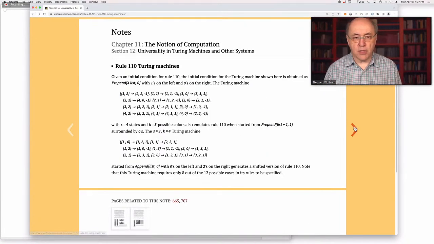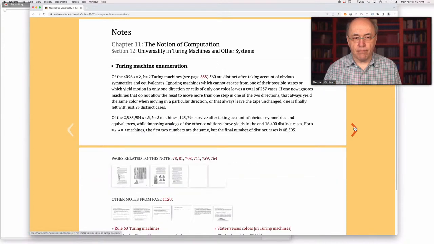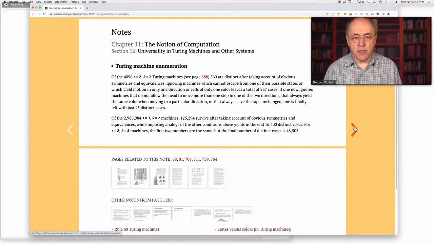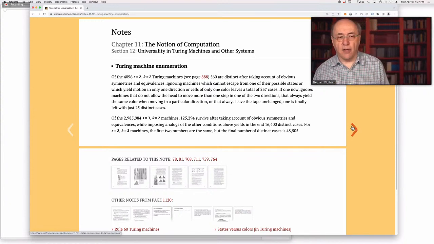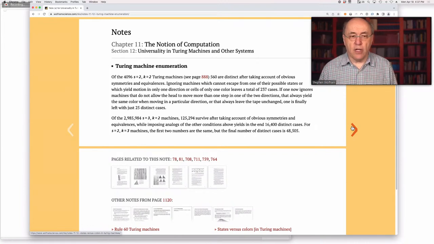Okay, more notes here. This is about enumerating Turing machines. And this is about looking at the 4096 two-state, two-color Turing machines. They all do simple things. I talk about them a bit more in chapter 12, actually.